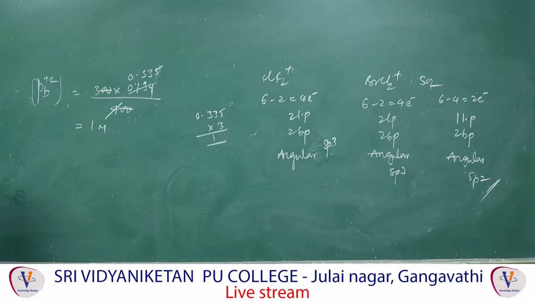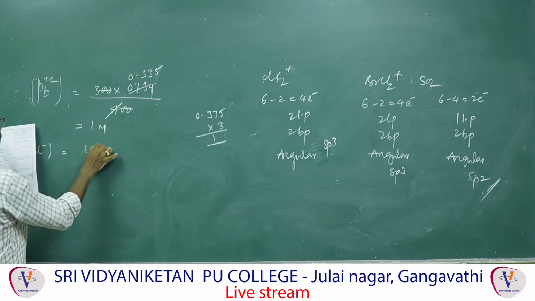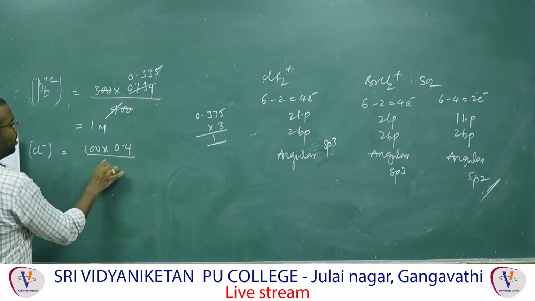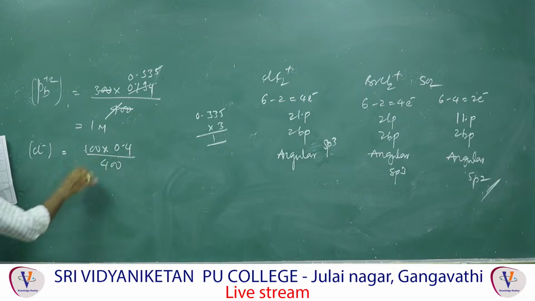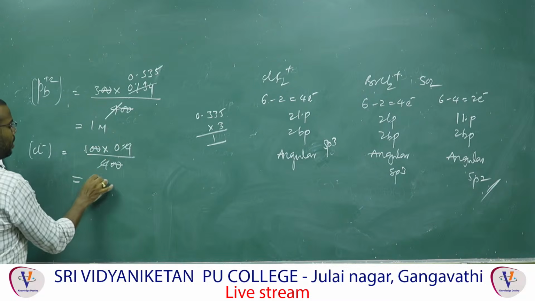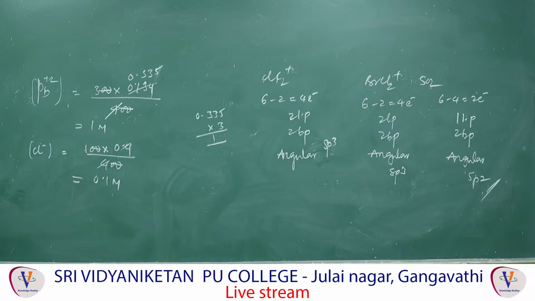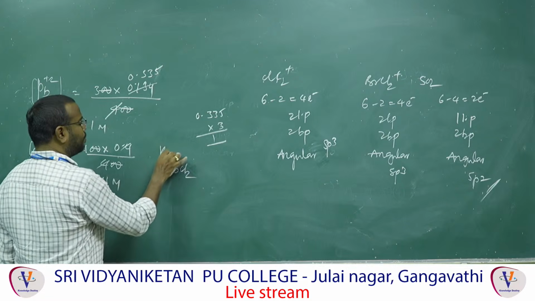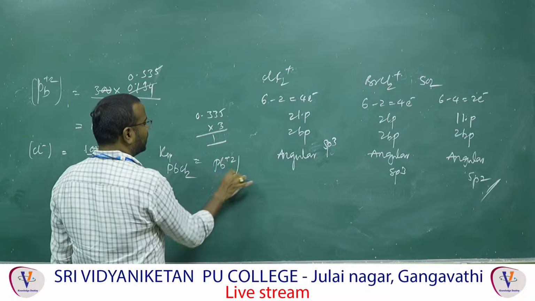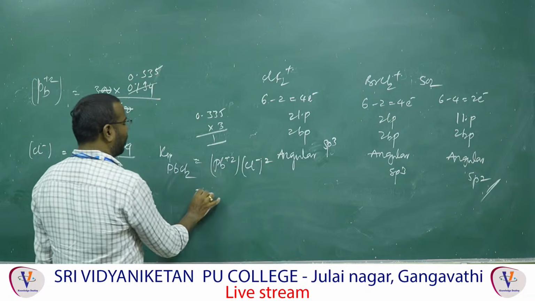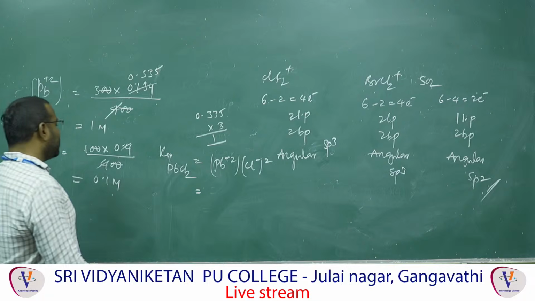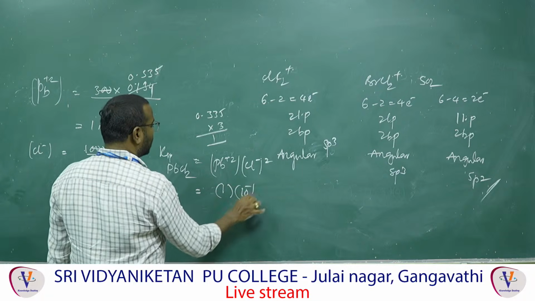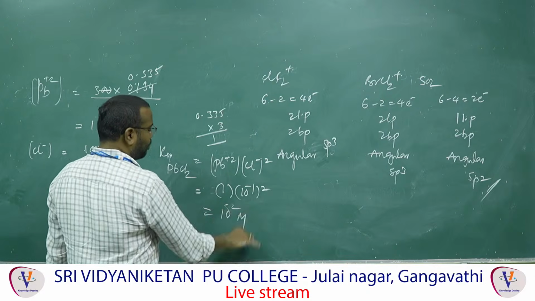The next thing that we need to understand here is chlorides. When we consider the concentration of chloride here, we have 100 milliliter into 0.4 divided by 400, the total volume. 100 and 100 get cancelled, 4 and 4, that's 0.1. So lead and chloride are like this. We now have to take lead chloride's KSP, where we have Pb plus 2 concentration into Cl minus whole square. The lead plus 2 concentration is 1, chloride's concentration is 0.1, therefore the product is 10 power minus 2.